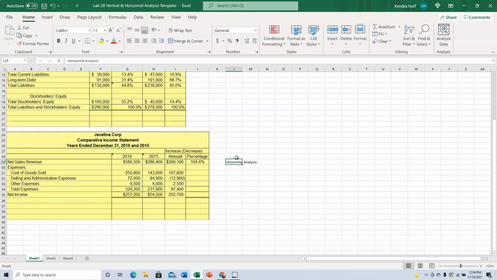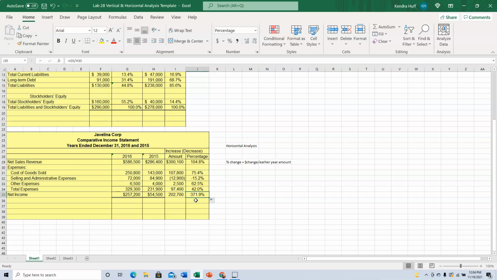All right. So let me type that out. Percent change equals the dollar change divided by the earlier year amount. And that's referred to as the base year. So it's the dollar change divided by the amount for the earlier year. And once you have it, you can just copy that down as well. And you're done.